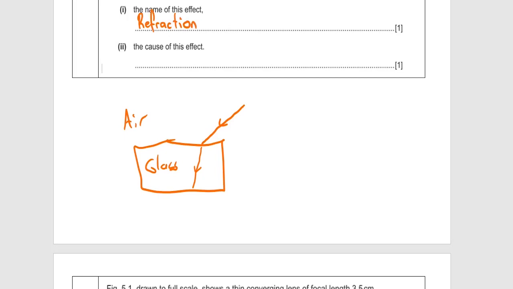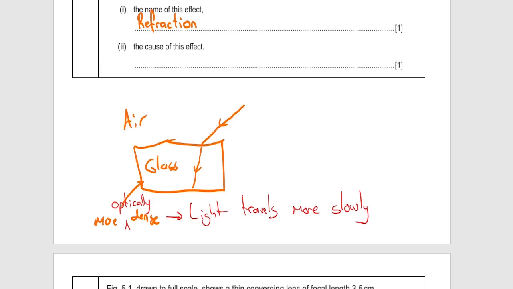And then you're asked for the cause of the effect. Now, a number of you said that glass is more dense than air, but that didn't actually get you a mark. And there's a couple of reasons why it didn't get you a mark. First of all, it doesn't necessarily have to be more dense physically. It has to be optically dense. So optical density, what that means is that light travels more slowly. And it's that change in speed as it goes from air to glass that causes the change in direction. So what we were looking for as the cause of the effect is a change in speed of light. Or you could have said change in refractive index. But the key thing is the idea that it's the speed or the refractive index that is changing.